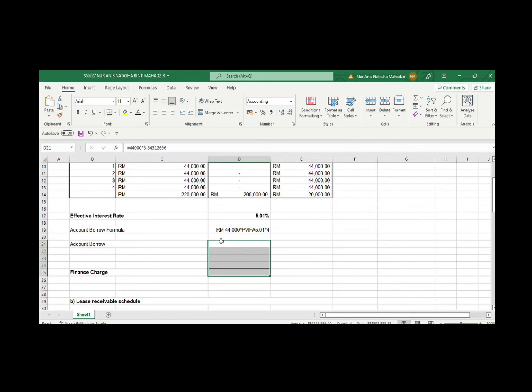After that, the total inflow has to be minus the upfront payment, which is 220,000 minus 44,000. And we will get the finance charge. Okay, next.